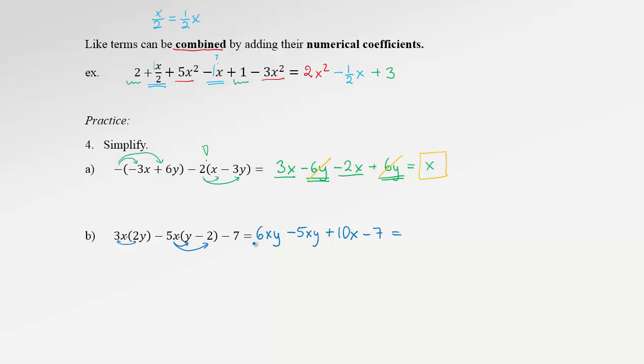What are our like terms? The 6xy and negative 5xy. 6 minus 5 is 1, and 1 doesn't have to be written, so it's just xy. Then it's plus 10x and minus 7. That will be all. Well done.